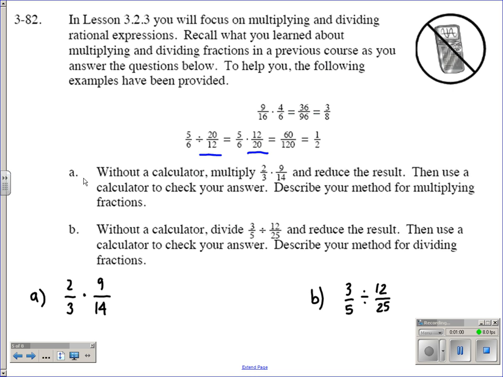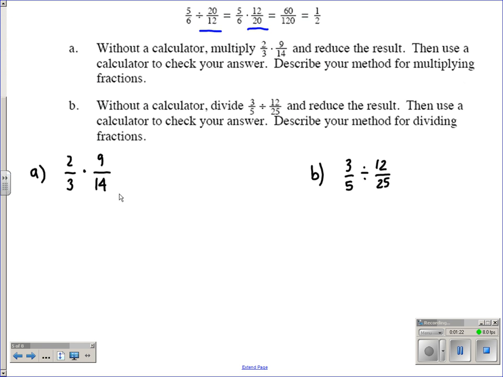So, part A. Without a calculator, multiply 2/3 times 9/14 and reduce the result. Then use a calculator to check your answer. Describe your method for multiplying fractions. So here we go. Let's get into A here.